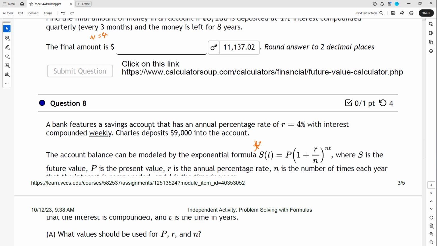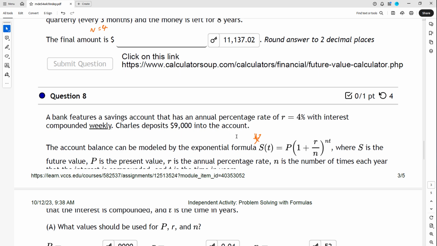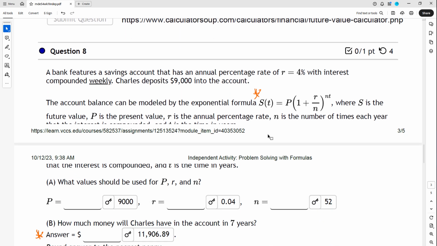Number 8, a bank features a savings account that has an annual percentage rate of 4%, compounded weekly. Charles deposits $9,000 into the account. So P is 9,000. My rate is 4%. There's a decimal point on 4. Compounded weekly, N is equal to 52. So you need to use this formula here.